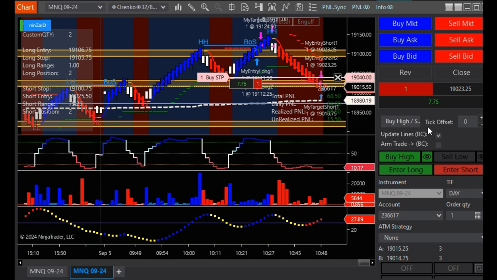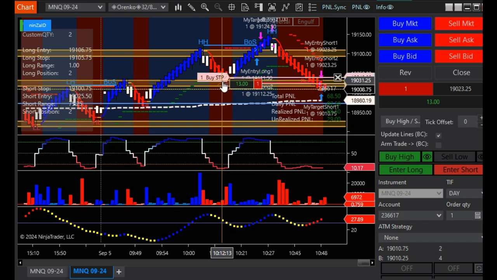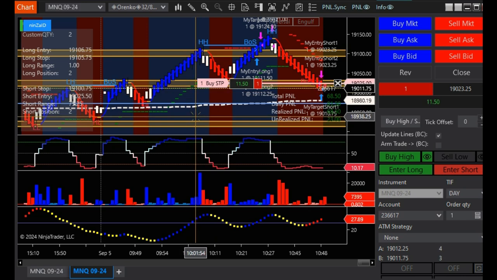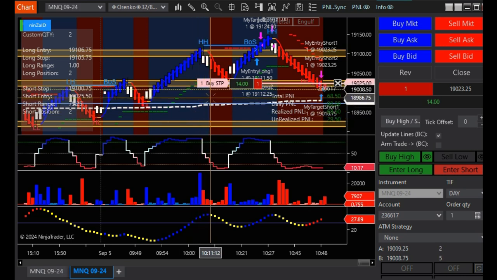I am using the Predator to manage my trade. There's a button here which is not shown here. I can move the second contract to break even. Actually, let me just move it to break even, right here. Lock in some profits.